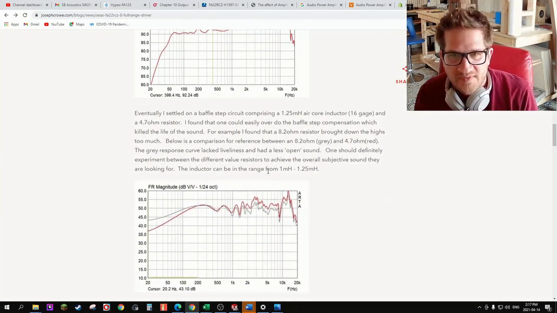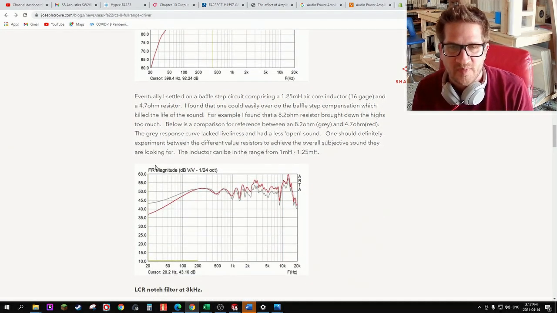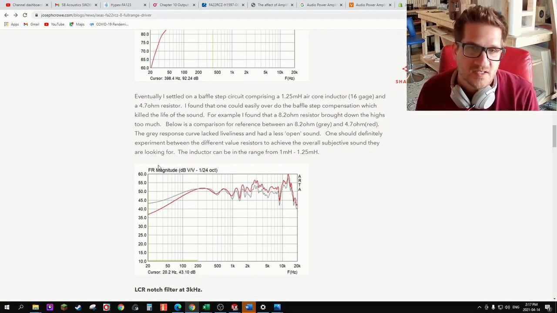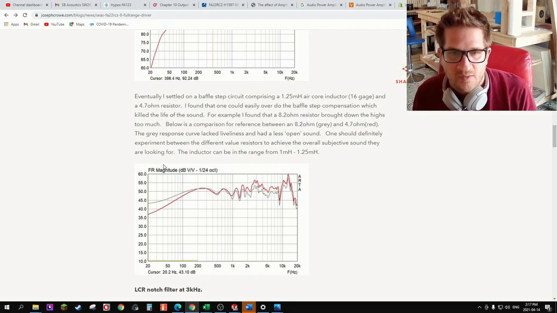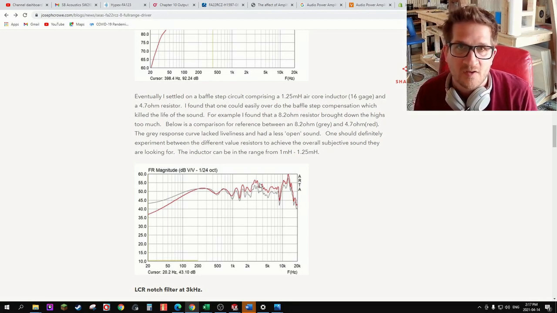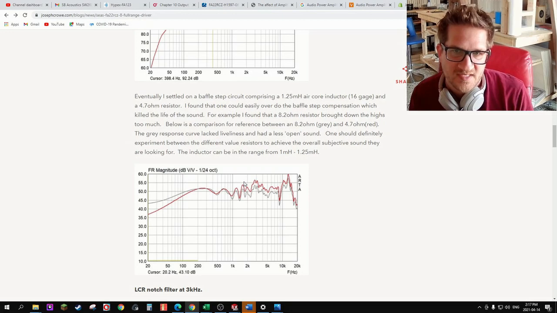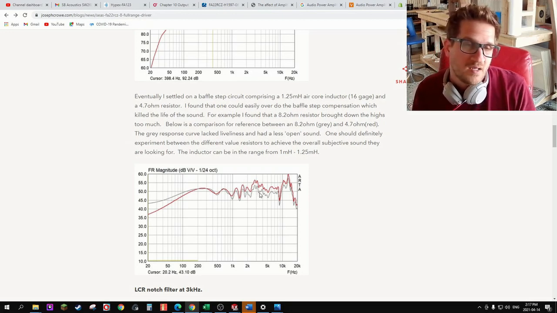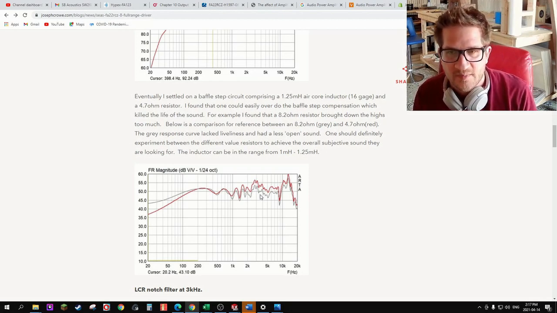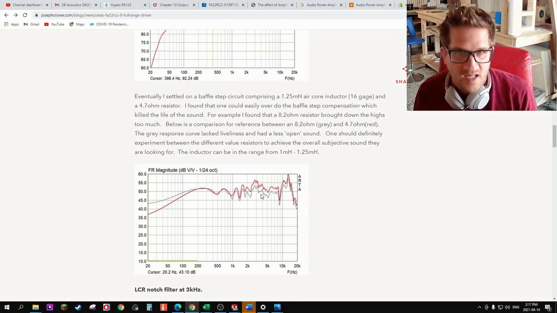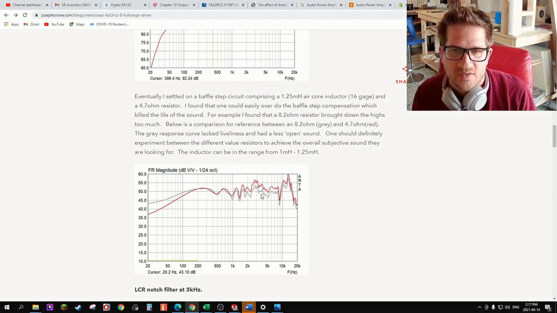With this design, I tried to implement my own baffle step correction circuit, and a word of caution when doing this on this driver. I have two lines here. The red line represents ultimately where I ended up with my baffle step compensation. The gray represented where I felt there was too much baffle step applied, and it really did have a detrimental effect on the overall liveliness of the sound. So just a word of caution on that.